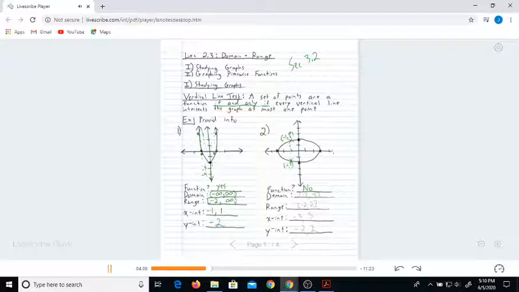So it's not a function, but it still has a domain and range. All the x values are between -3 and 3, and here we have brackets because those points are included. And all the y values are between -2 and 2. It crosses the x-axis at -3 and 3, and touches the y-axis at -2 and 2.